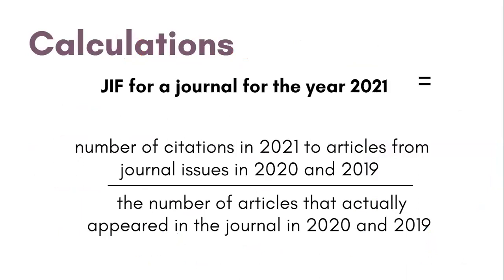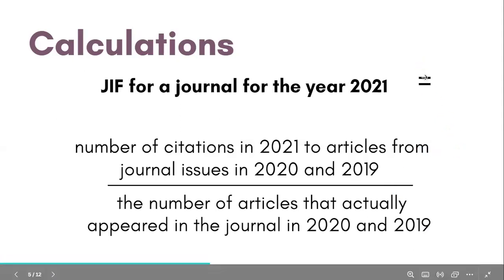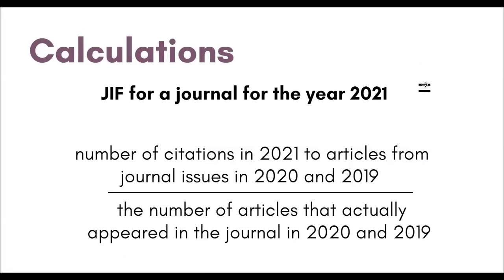To get a hint about how it's calculated: if you wish, for example, to get the JIF for a journal for the year 2022, you collect the number of citations in 2022 to articles from journal issues in 2021 and 2020, and then you divide this number by the number of articles that actually appeared in the journal in 2021 and 2020. So this is how it's calculated.